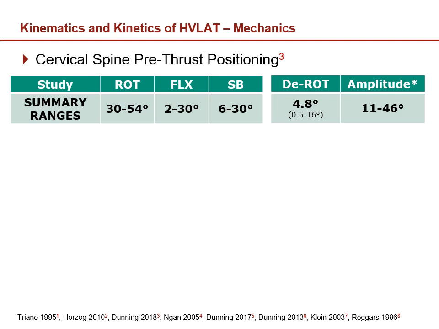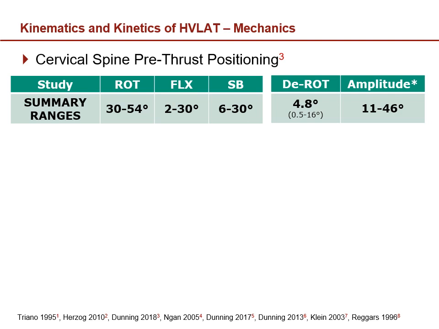Okay, so in summary of the pre-thrust positioning, you have 30 to 50 degrees of rotation, 2 to 30 degrees of flexion. Again, this may be dependent on the technique being provided, maybe even the segment, maybe even the individual and their body habitus and how much their head is off or not of the thrust surface, be it the pillow and/or the table. Keep in mind that the Klein 2003 study found that the less flexion that was applied, the higher percentage, specifically 93% of cavitations occurred with that.